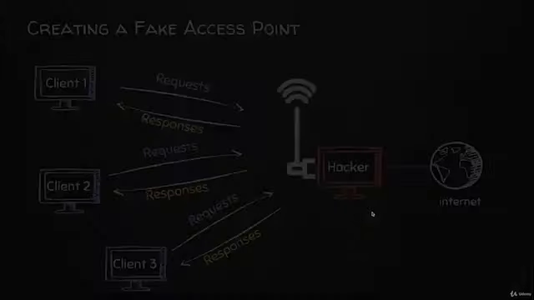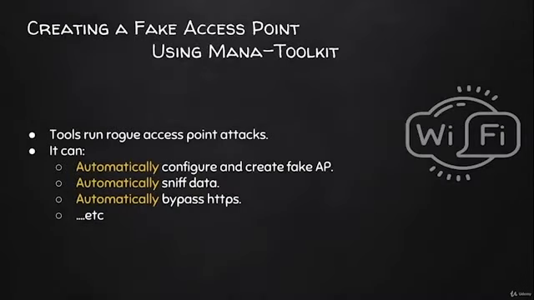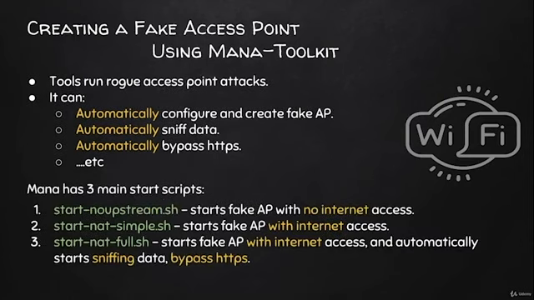The tool that we're going to use is called Mana Toolkit, and it's basically a set of tools that allow us to automatically create a fake access point, automatically sniff data, bypass HTTPS, and so on. So the tool comes with three main start scripts. The first one, start-noupstream, will allow us to start a fake access point with no internet access. So this is not really useful for us, and I will not use this in this lecture.